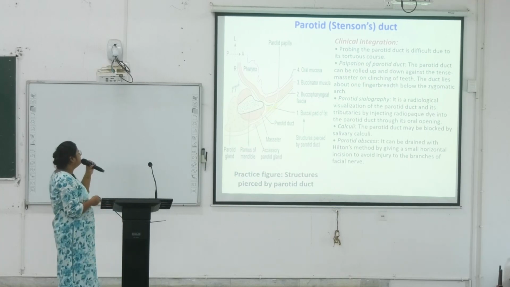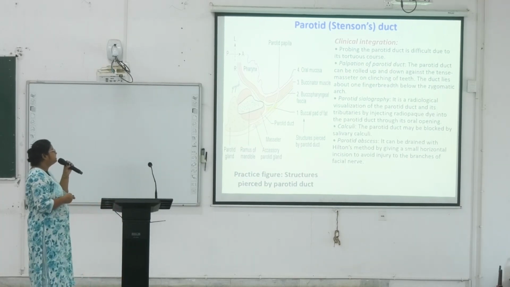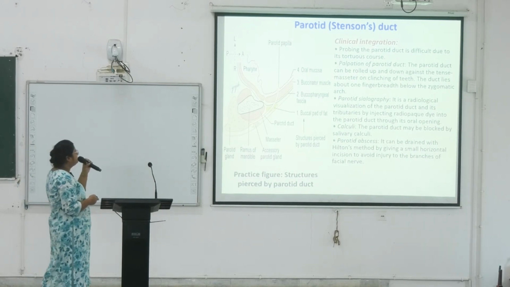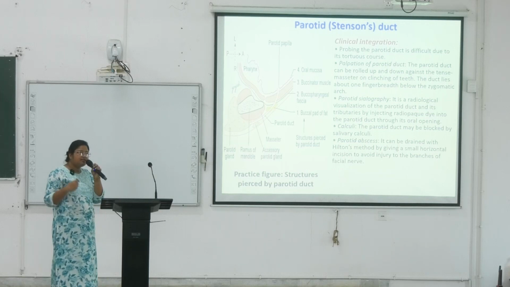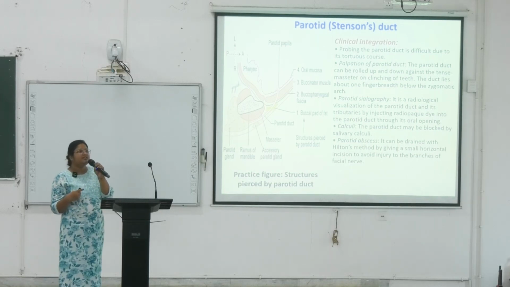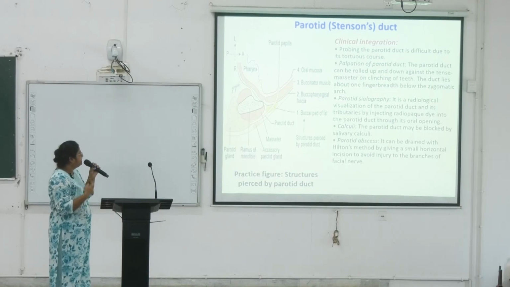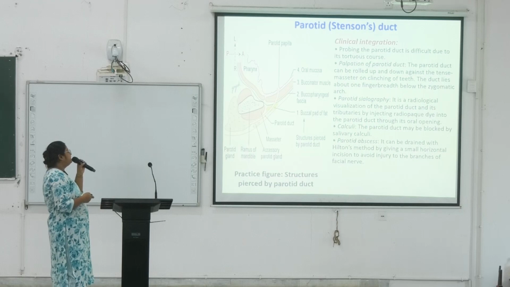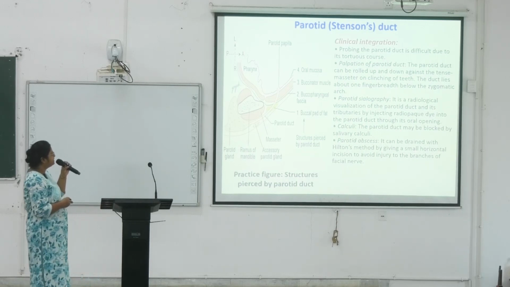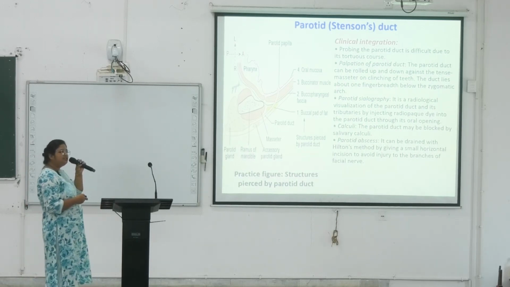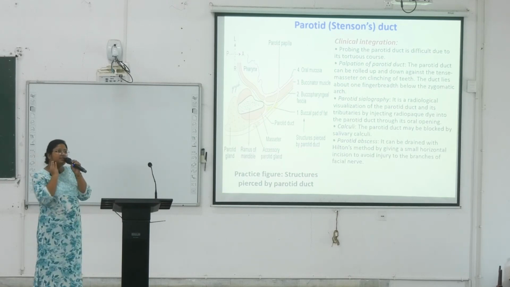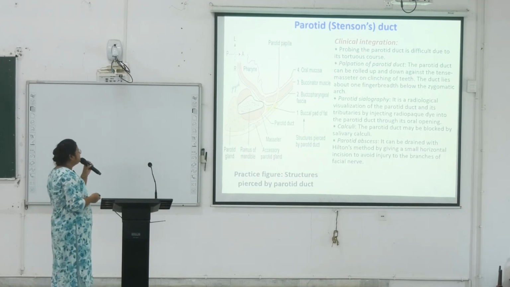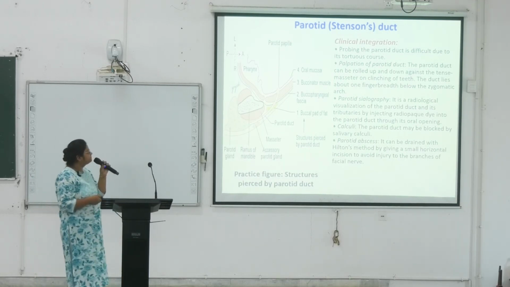Probing of the parotid duct is difficult due to its tortuous, oblique course. On palpation, the parotid duct can be rolled up and down. Sometimes stone formation occurs in this duct, and that stone can be palpated over the masseter. So the parotid duct can be rolled up and down against the tense masseter on clenching the teeth. During clenching of teeth, you can feel the masseter over here. The duct lies about one finger breadth below the zygomatic arch.